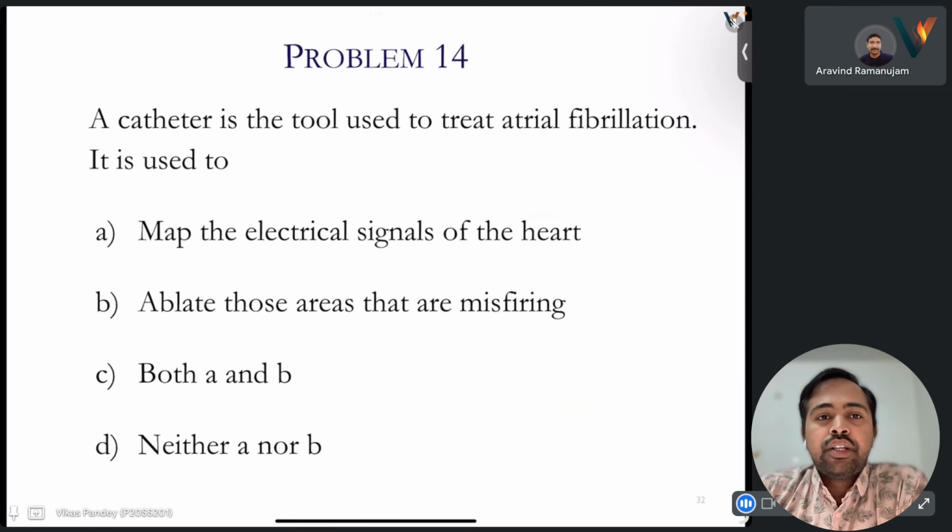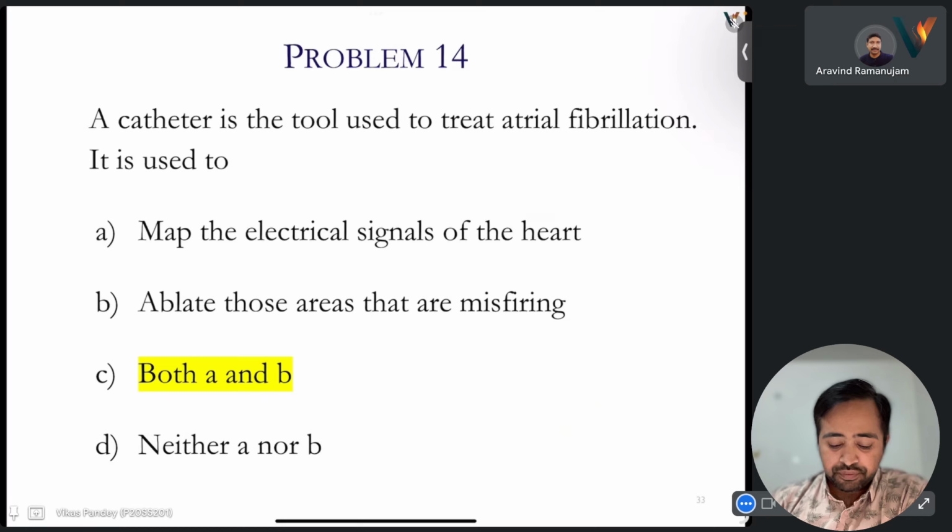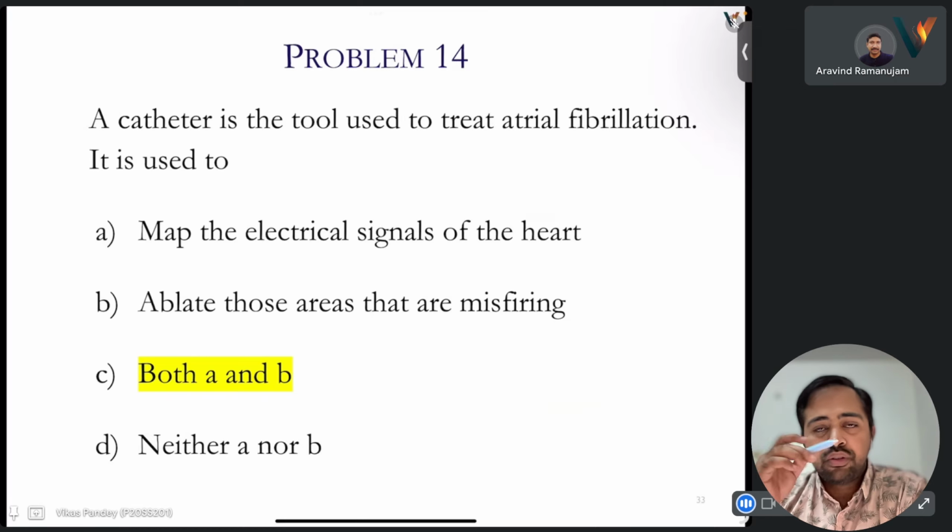A catheter is the tool used to treat atrial fibrillation. It is used to map the electrical signal of the heart, ablate those areas that are misfiring, both A and B, or neither A nor B. Both A and B, because first it maps and then it ablates.